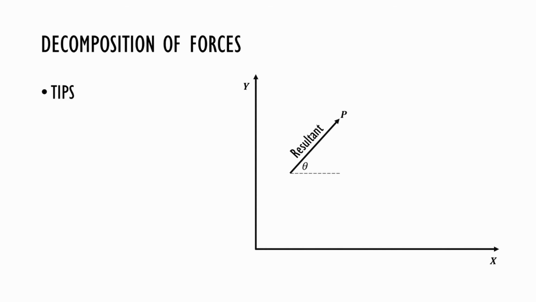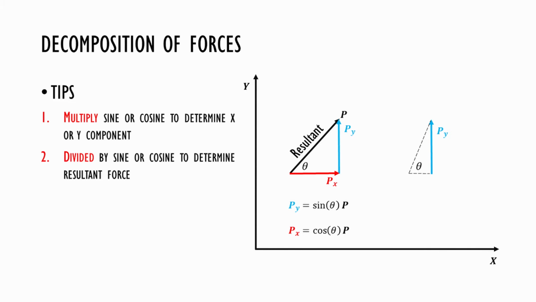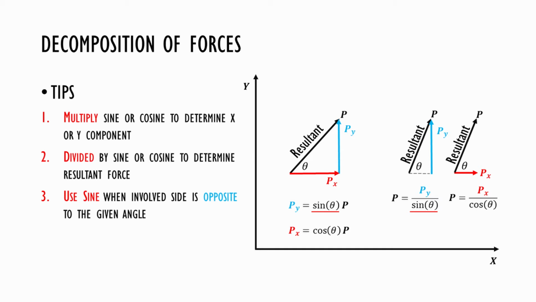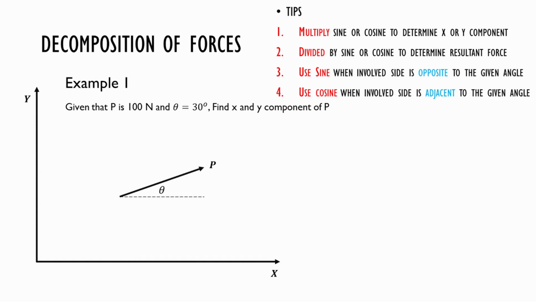Here are my 4 tips for you. 1. Multiply by sine or cosine to determine the x or y component. 2. Divide by sine or cosine to determine the resultant force. 3. Use sine when the involved side is opposite to the given angle. 4. Use cosine when the involved side is adjacent to the given angle. Let me show you some examples and see if you like my tips.